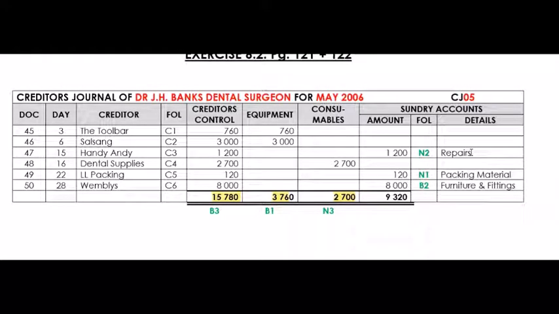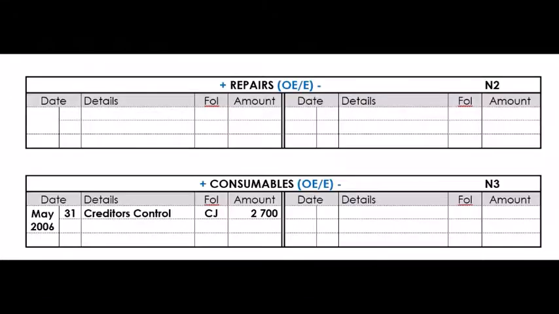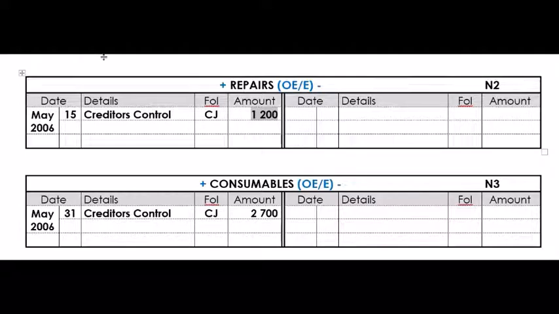Remember, the only difference is they're not posted at the end of the month, they're posted on the day when the transaction took place. So this 1,200 Rand should go to repairs, and the date of the transaction was the 15th. So in repairs, you write May 2006, but you don't write 31, you write the 15th. The contra account is still creditors control. It's still from the CJ, and it's 1,200 Rand.